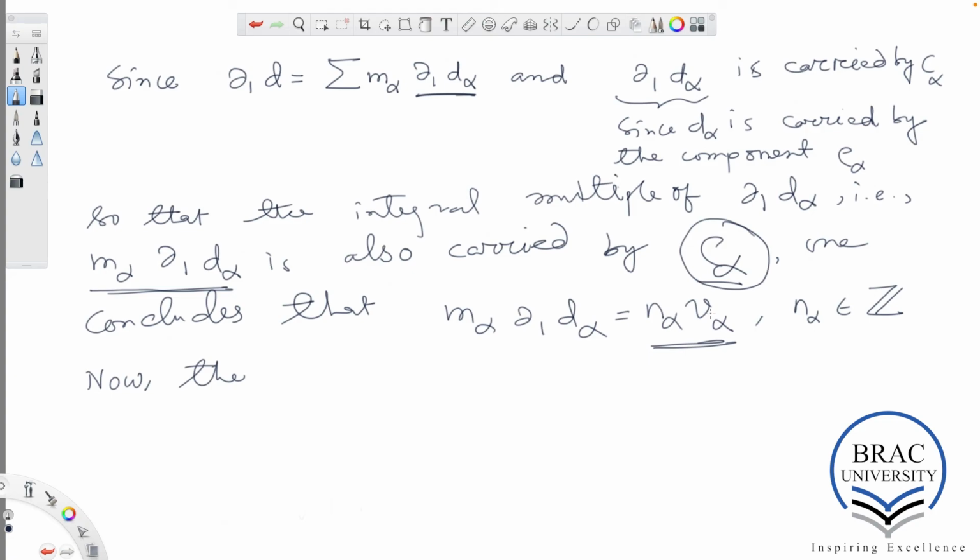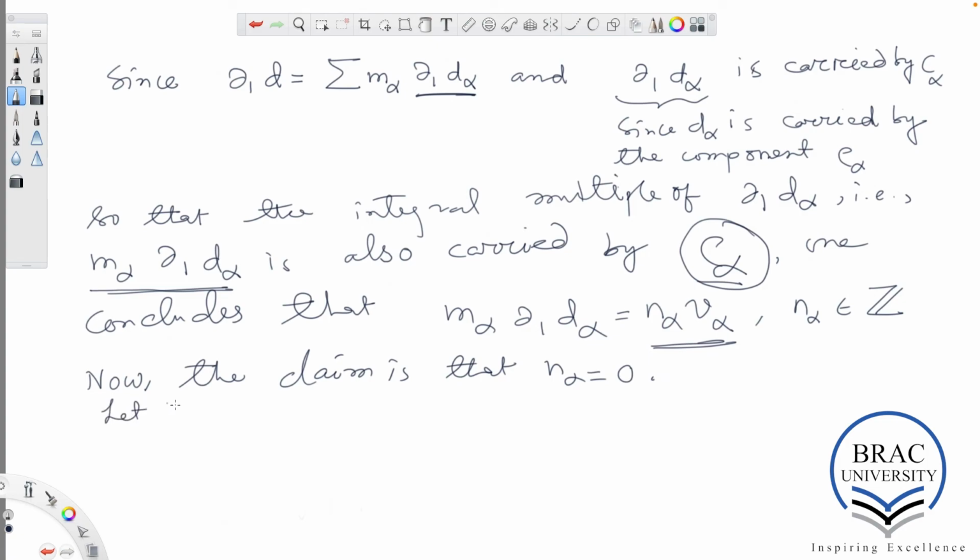So now the claim is that this n alpha, the integer, has to be 0. So this is what we need to prove.